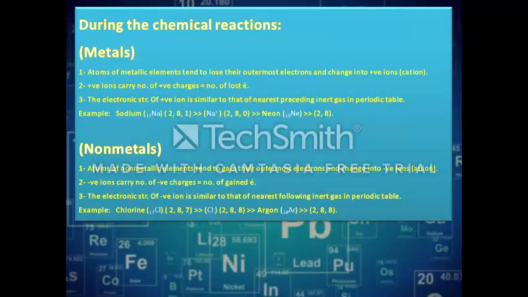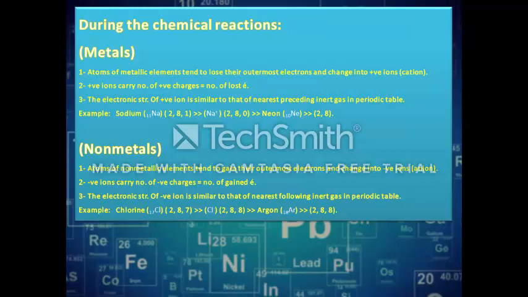Example, sodium Na11, its electronic configuration is 2,8,1. It becomes Na positive, 2,8,0. It is similar to neon Ne10, 2,8.